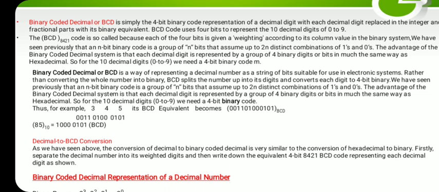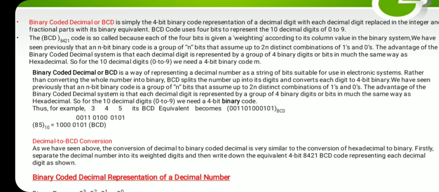Followed? Now one example is shown. Look here in the slide. 345 is the decimal number. So what we have done, look at the slide. We have separated 5, 4, 3. We generally start from the rightmost digit to the leftmost, and represent 5.